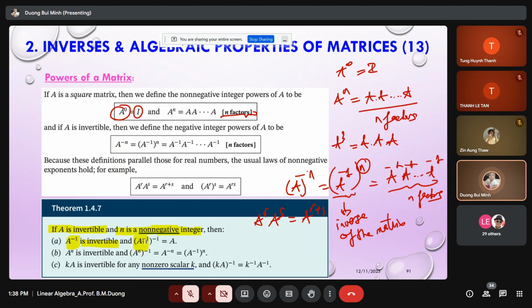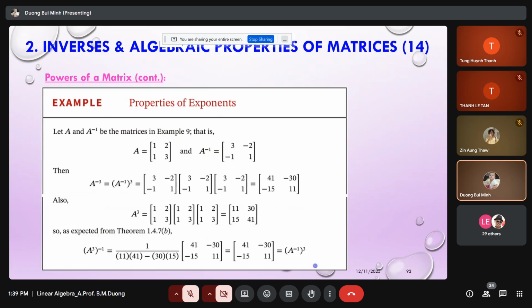So the inverse of A is invertible, and if we take the double inverse of A, you can get A. We take the inverse of A and the inverse again, you get A. And this one we discussed before. So K times A is invertible for any non-zero scalar K. The inverse of K times A is the inverse of K times the inverse of A, that is, 1 over K times the inverse of A. This is a matrix.